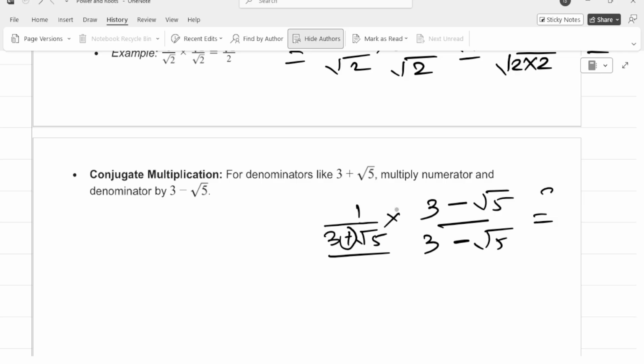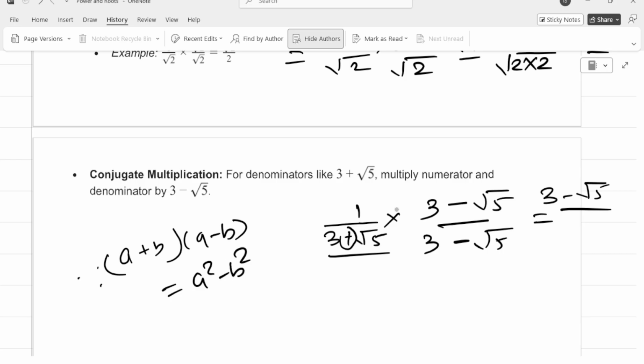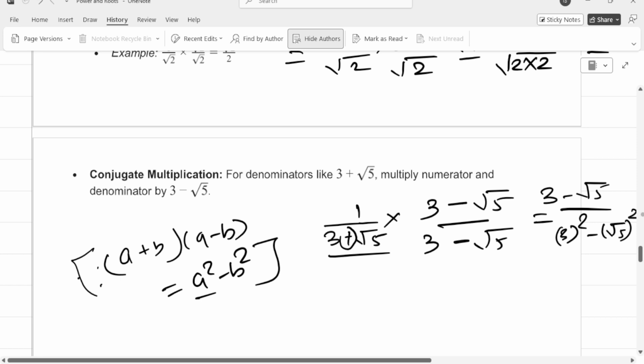The numerator is simply 1 multiplied by 3 minus root 5. The formula we use is a plus b into a minus b is equal to a square minus b square. We can clearly see a plus b, a minus b, so note down a square minus b square. That means 3 square minus root 5 square. Root 5 square is equal to 5, since the power 2 and the root cancel.